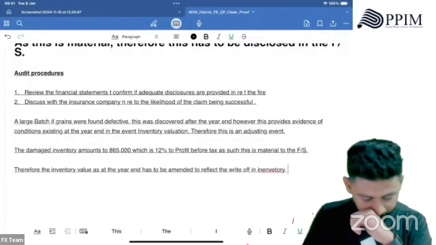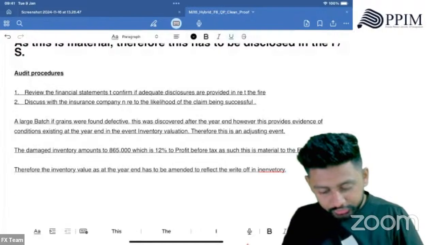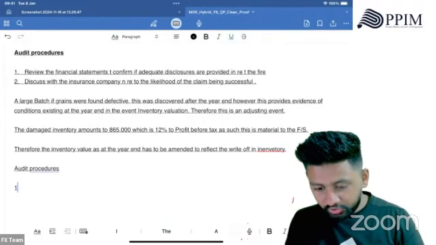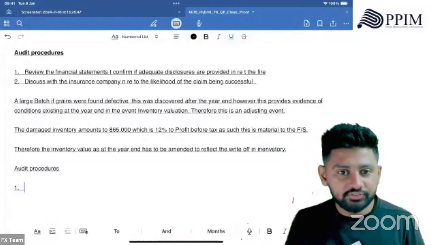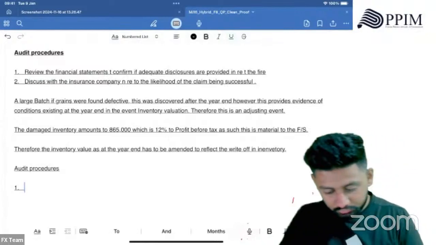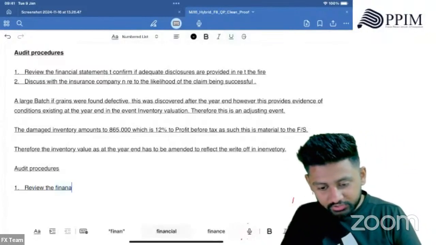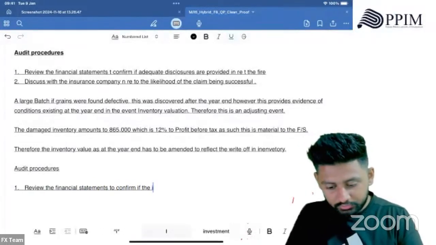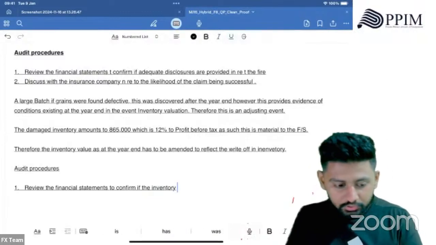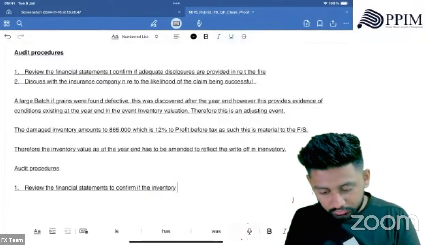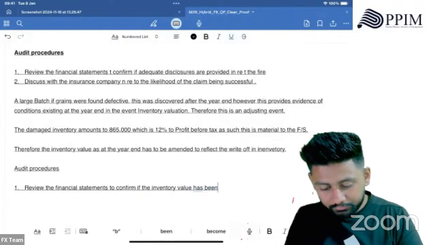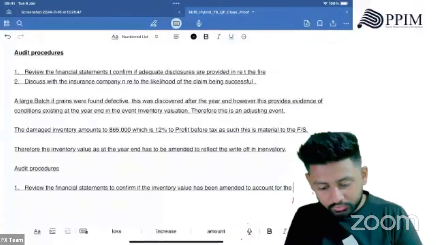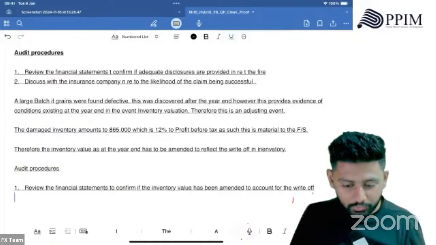Okay, super. Now, audit procedures. What can you do? Audit procedures. You can obviously review the financial statements to confirm if the inventory value has been amended to account for the write-off, number one.